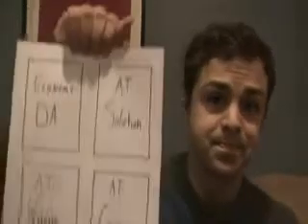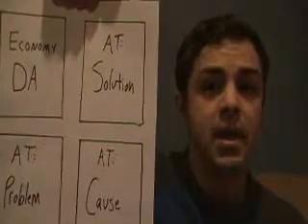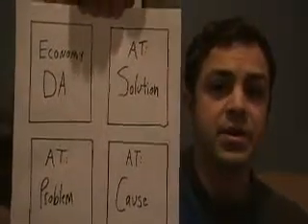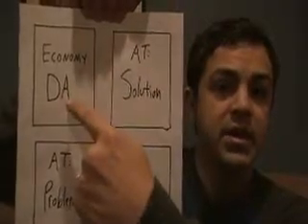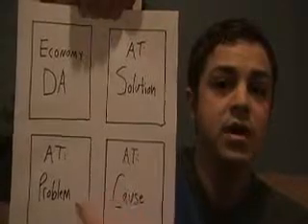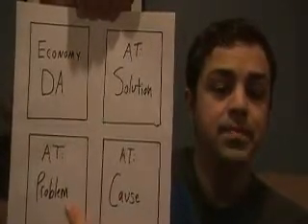It can be anywhere from 8 to 13 minutes of time where you as the negative get to make your case as to why we don't want to vote affirmative. So, what do I mean by divide the block? Alright, well, I've got a visual aid to help me out. We'll see how it goes. Let's say that the first negative speaker made these 4 arguments. They had an economy disadvantage, they argued against the solution, they argued against the cause, they argued against the problem.